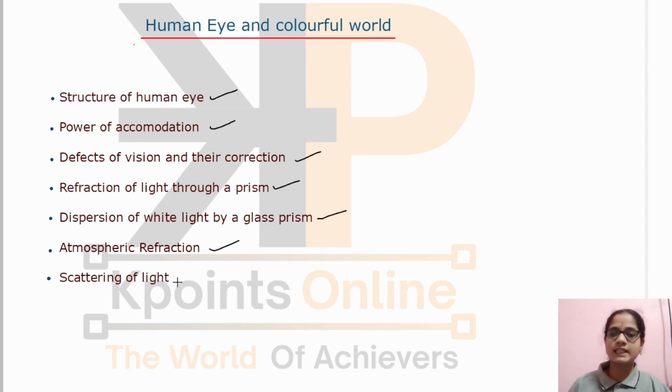Then we are going to understand the scattering of light. Here we are going to learn the Tyndall effect and the reason why the color of the sky is blue. So these are the concepts that we are going to study here. And in today's session we are going to understand the structure of the human eye, the power of accommodation of our eyes, and also defects of vision and how we correct them.